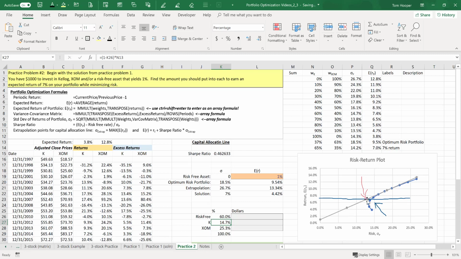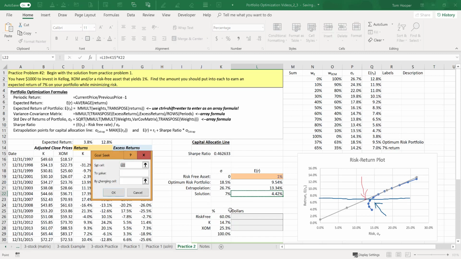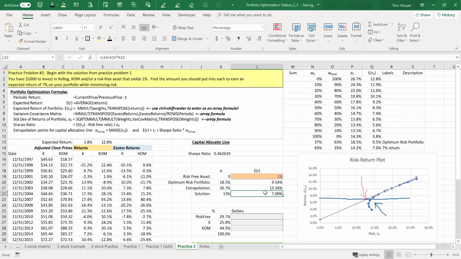Let's use GoalSeek to move that point to the 7% return. In other words, get this to 7% by changing this. So GoalSeek to set L22 to 7% by changing the amount going into the risk-free asset. Now we've achieved the desired return at a lower risk than we would have gotten by coming up here and just putting it into the two stocks, 13 being lower than 14.2, this being our 13% risk, this being our 14.2% risk, although both of them were a 7% return.